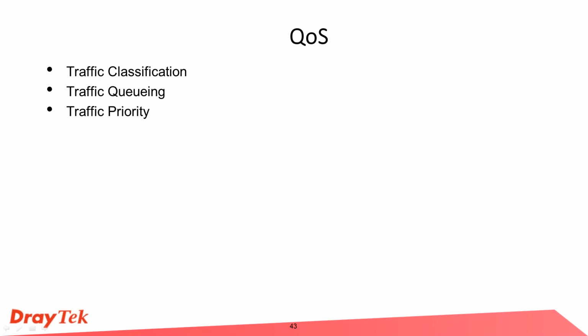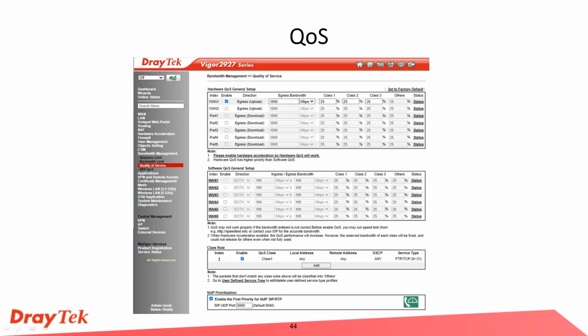You've got traffic classification, you've got traffic queuing, and you've got traffic priority. If you're looking at the DrayTek router there, you've got hardware quality of service and software quality of service. What you do here is set your outbound speed, egress, and then you can set the three classes of quality of service. So you've got class 1, class 2, and class 3, and those percentages allocate the maximum bandwidth for that class of traffic. Once you've got that done, you then assign particular applications to those classes of bandwidth.